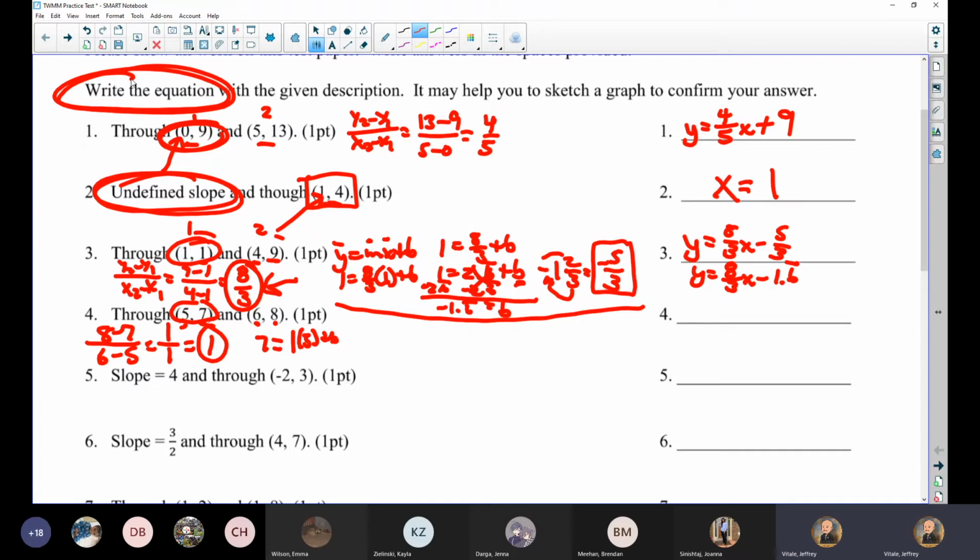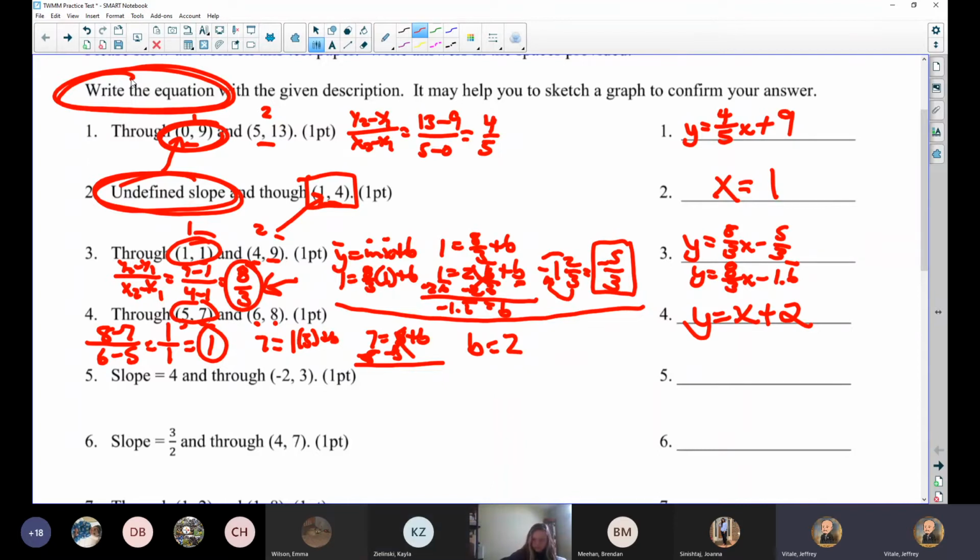Okay, so 1 times 5 is 5. And I subtract 5 from both sides to get my b all by itself. And b is going to equal what? 7 minus 5. 2. So I got my slope of 1, my y-intercept of 2. I don't have to write 1x. I can just write it like that. And there's my answer for number 4. So that wasn't as bad as it looked, right?